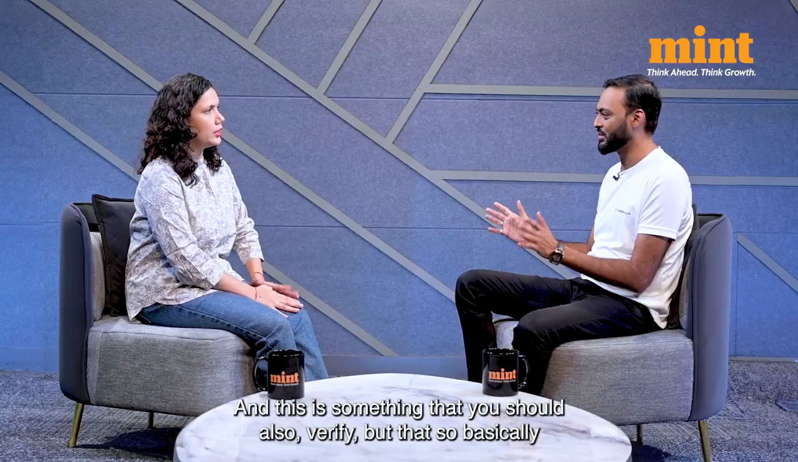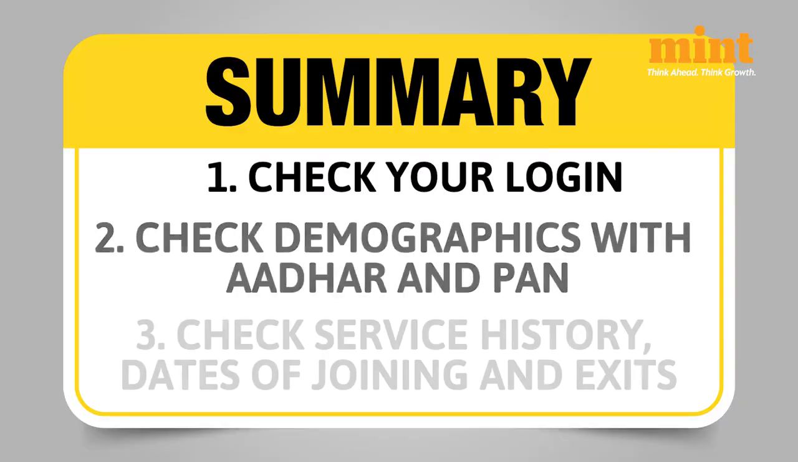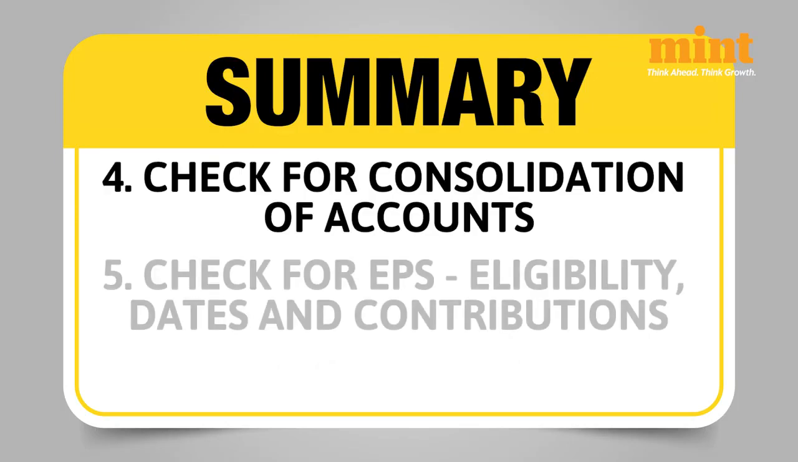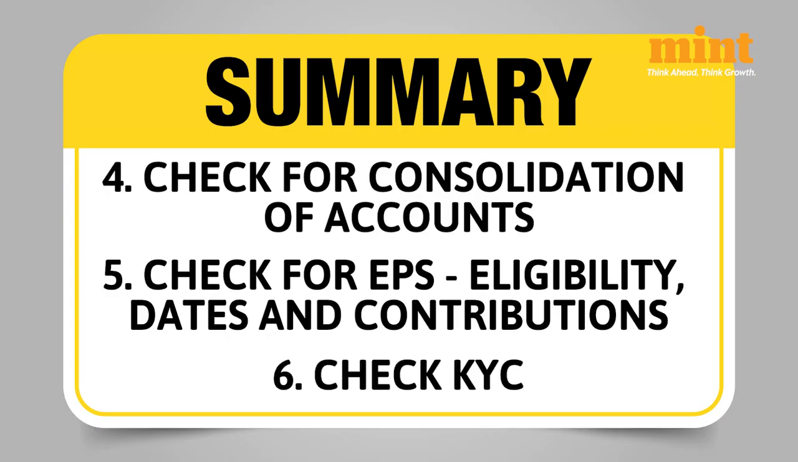So basically, you have 7 pointers. Check your name, your father's name, your date of birth, your joining, your exit date, and whether all company accounts are consolidated or not, and then the KYC part, and then bank KYC. These 4-5 points are what one should check.